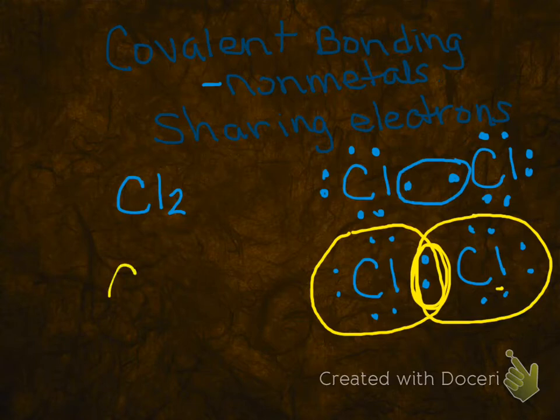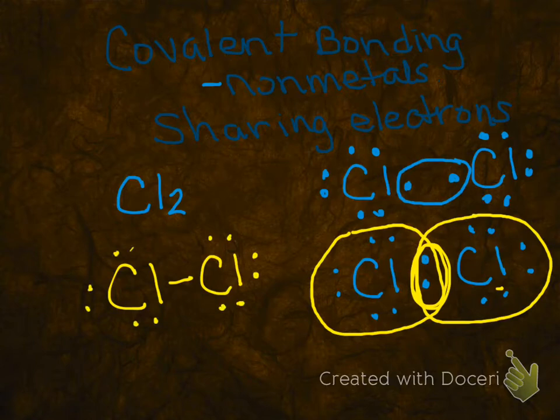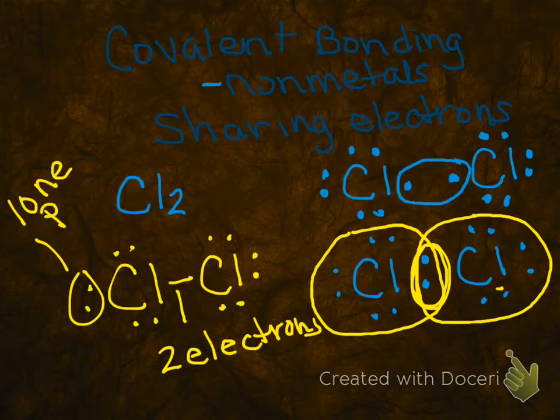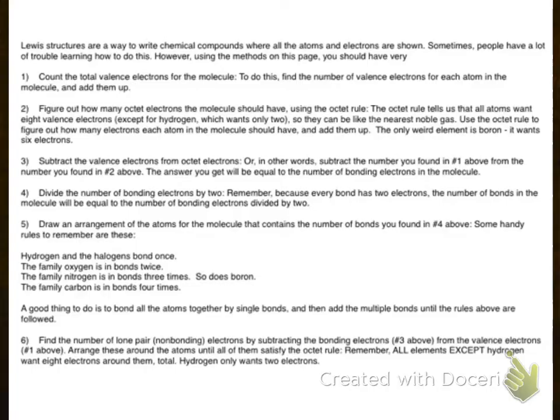Okay, we can also represent a bond as a single dash line between the 2 atoms. So we could also draw this like this. And this bond, this line, represents 2 shared electrons. We also refer to these electrons that aren't shared as lone pair electrons, because they're alone on the atom. They're not shared electrons.